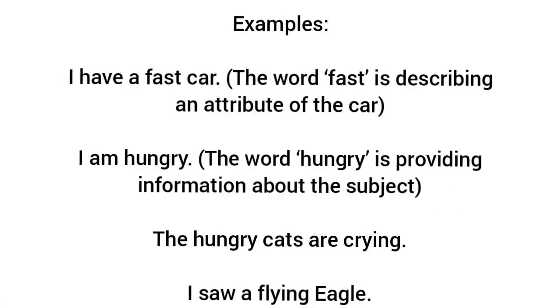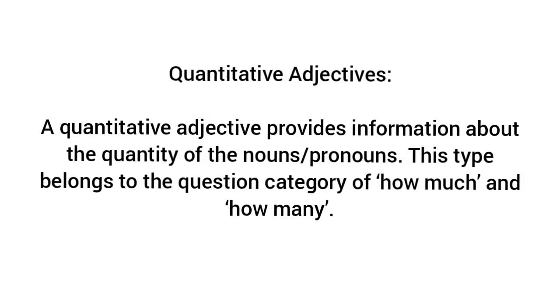Examples: I have a fast car. The word fast is describing an attribute of the car. I am hungry. The word hungry is providing information about the subject. The hungry cats are crying. I saw a flying eagle. Alright, now let us look at quantitative adjectives. A quantitative adjective provides information about the quantity of the nouns or pronouns. This type belongs to the question category of how much and how many.